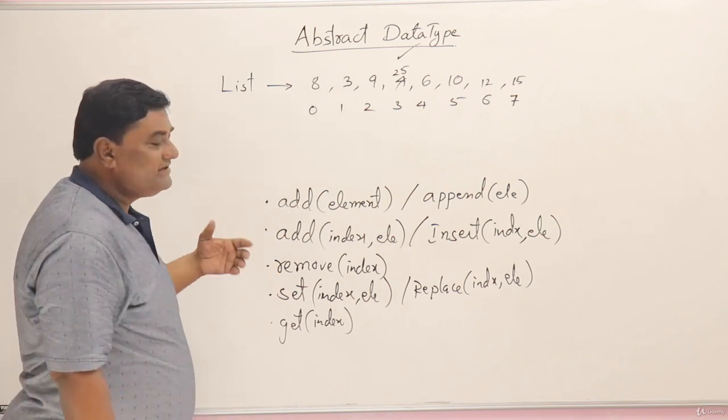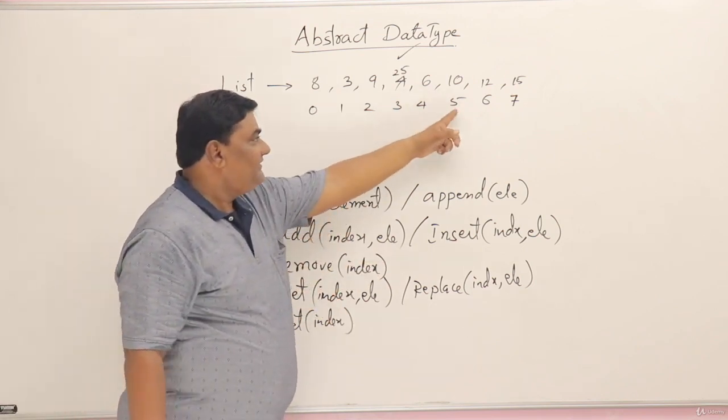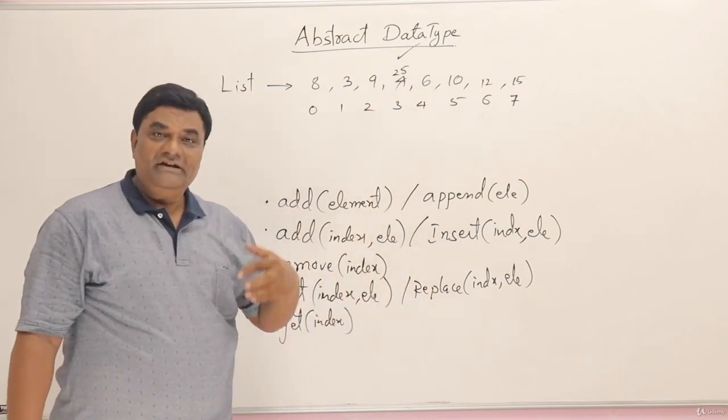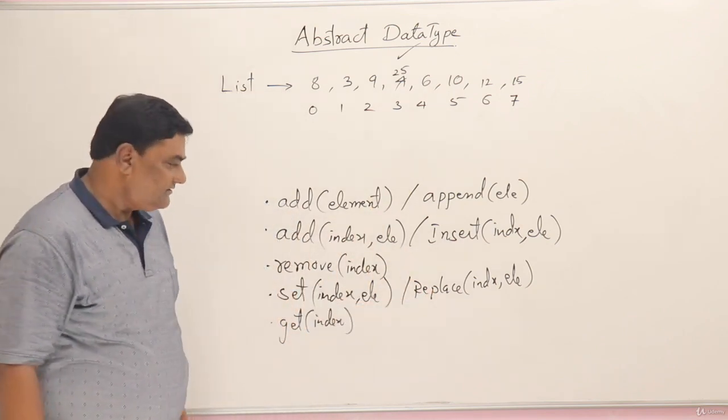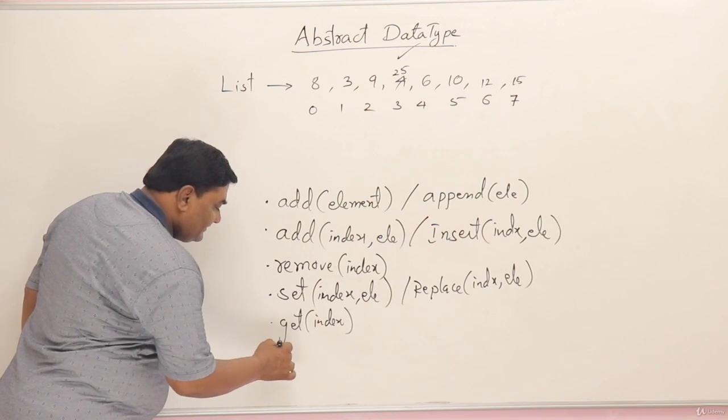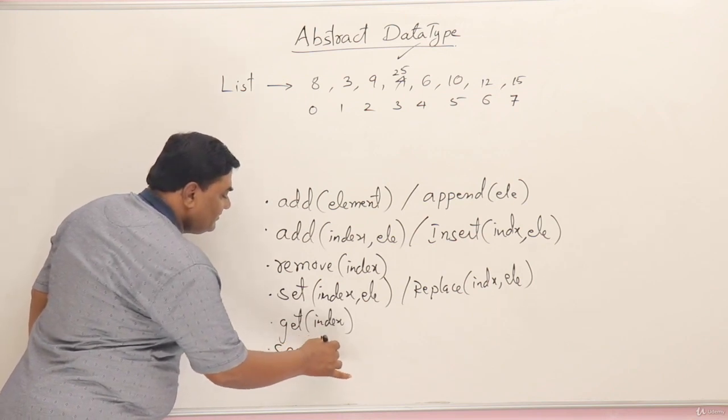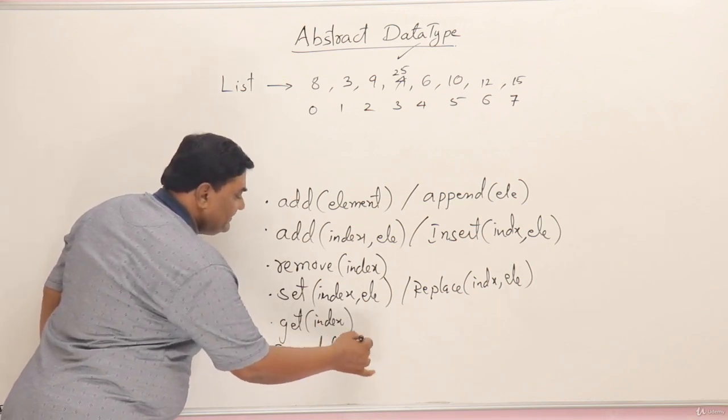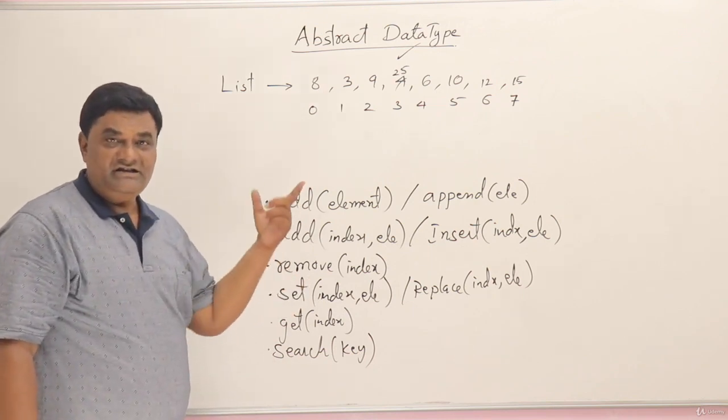Like I want to know what is there at index 5. Index 5, the value is 10. So knowing an element from a given index. Then search for any given key. So searching an element in a list.